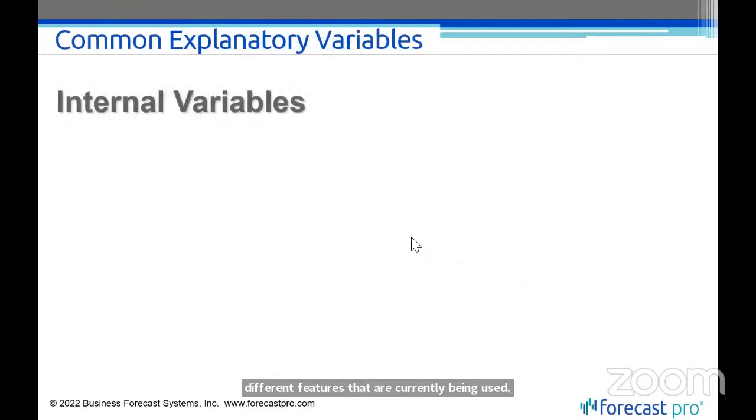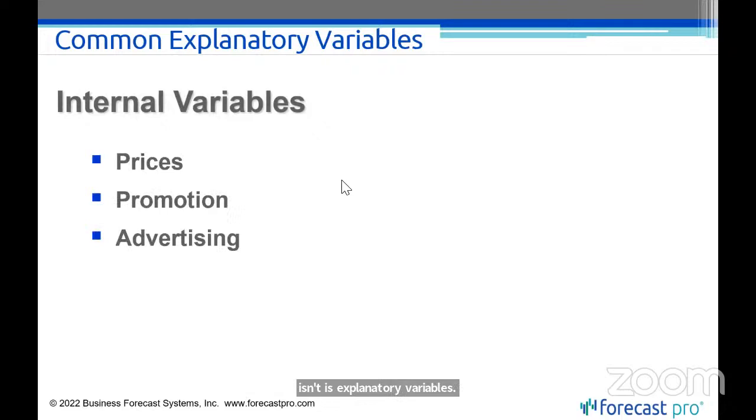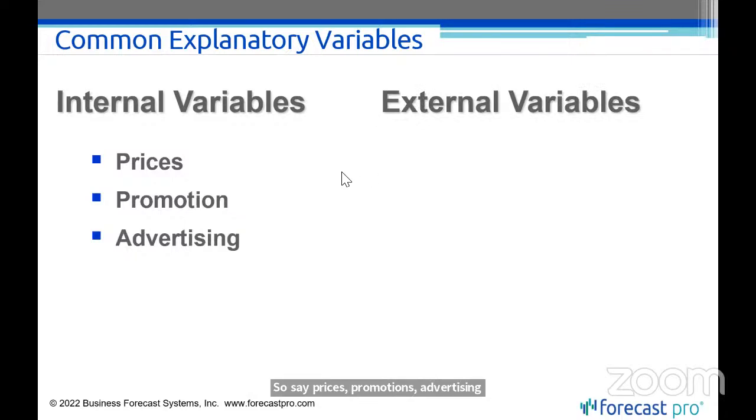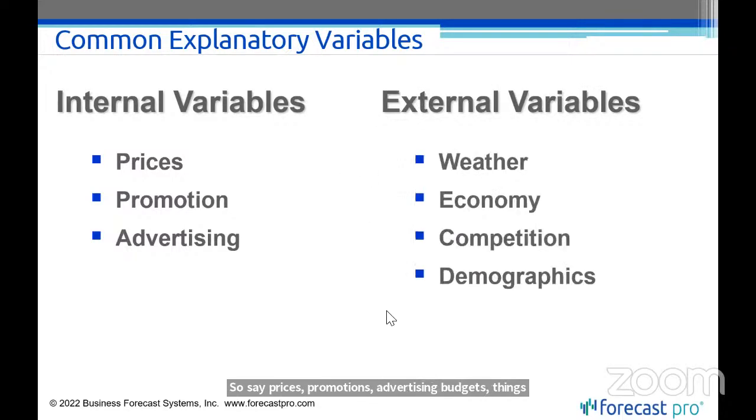Okay, so the next type of input we're going to look at is explanatory variables. These fall into two categories. Internal variables, things that you have some control over, say prices, promotions, advertising budgets, and things that are external to the company, so the weather, the economy, competition, demographics. So again, I have some control over the prices we charge for our products. Perhaps the weather is driving what we're trying to forecast, but I can't control the weather. And that's why we're thinking of prices as internal and things like the weather and the economy as external. Okay.